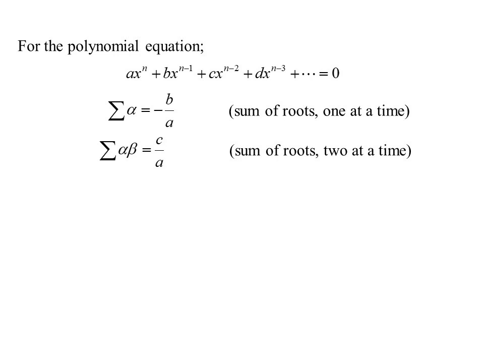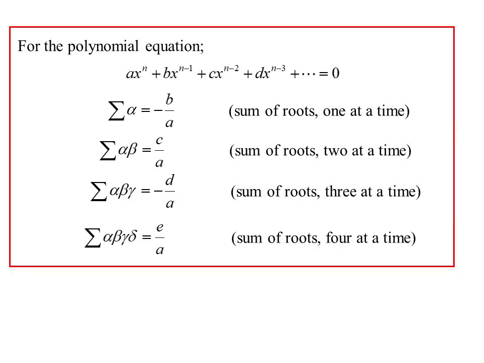If I add them up two at a time, so we still call it sum of the roots, but two at a time, all the possible pairings, that will always be c on a. Three at a time, so all the possible triples, will be minus d on a. Four at a time will always be e on a. And if we were to keep going, so if we had a pentic equation, we'd then have 5 roots. So sum of the roots 5 at a time would become minus f on a. 6 at a time would be g on a. 7 at a time, minus h on a. And you just keep going in that pattern. It alternates minus plus, minus plus, minus plus, and we just go to the next letter.